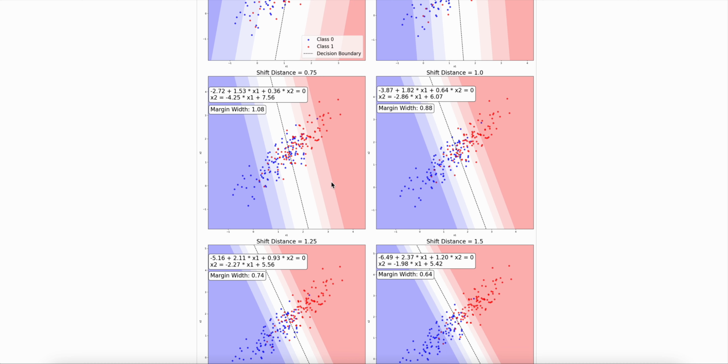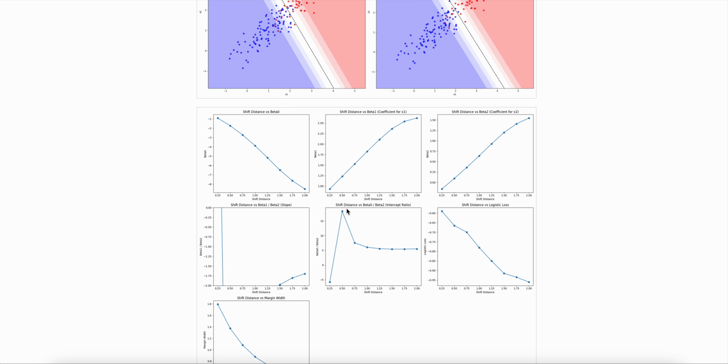And when you look at the slope and intercept boundaries as shift distance increases, you can see maybe the slope decreases and comes back, and for the intercept ratio you can see it oscillates and then comes back and looks like it stays in a similar area, maybe converges. So probably these two steps were trying to find a better intercept ratio.